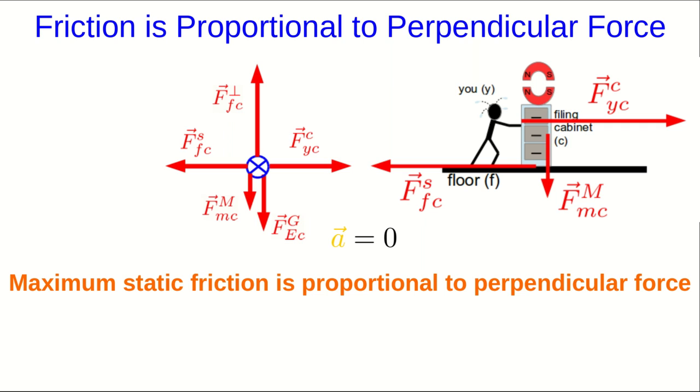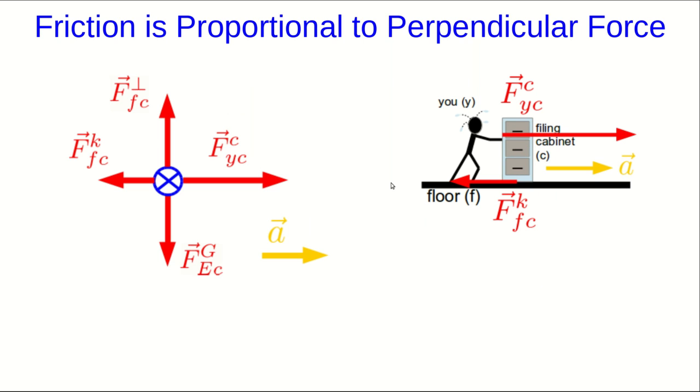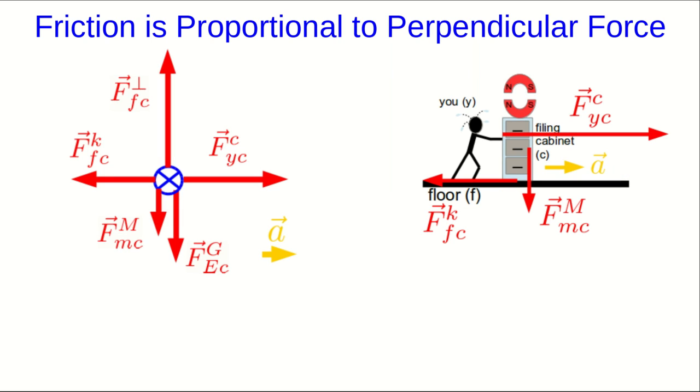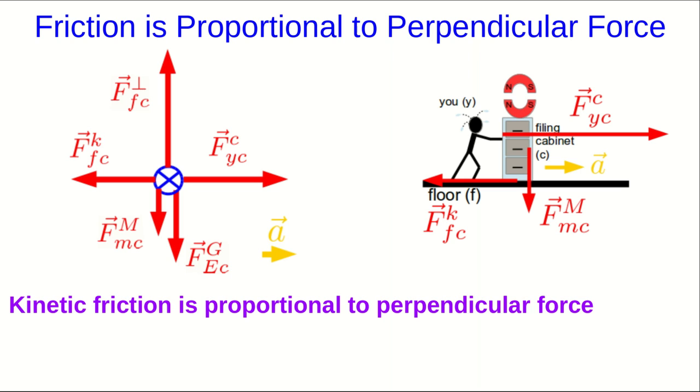A very similar thing happens with kinetic friction. If we have the cabinet sliding and we introduce an additional downward force on it, say with the magnets, so that the perpendicular force up increases, we'll always find that the kinetic friction force increases as well. The kinetic friction turns out to also be proportional to the perpendicular force.